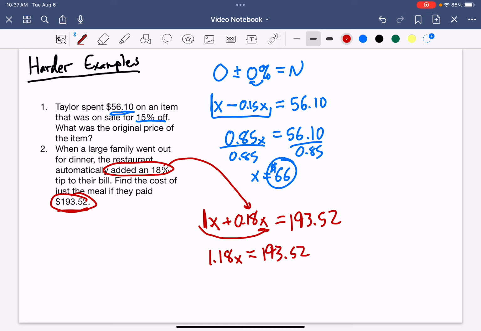Now, again, this is no different than saying 2x is equal to 4, divide both sides by 2. Here, divide both sides by 1.18, and this is why we allow calculators on this section, because that would be rather nasty to have to do by hand. And when we do that, we get x is equal to 164. So that means that the original cost of the meal, without the tip, was $164. So again, this is how we do percent problems.